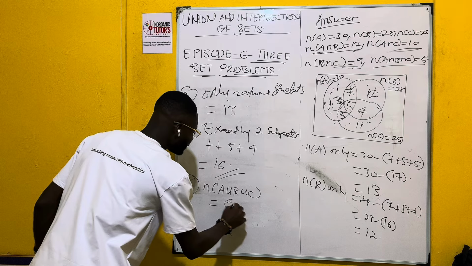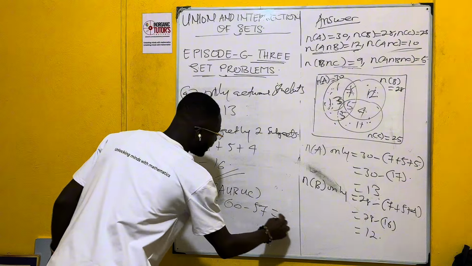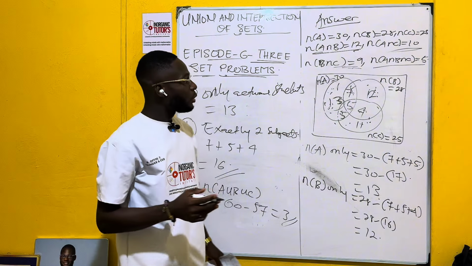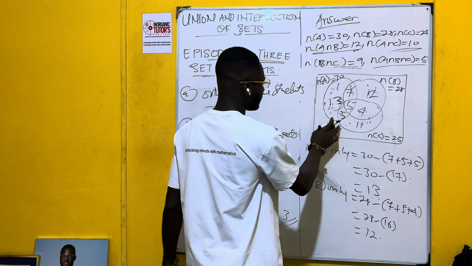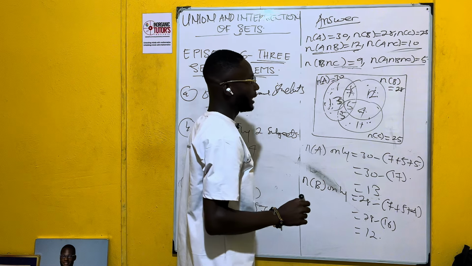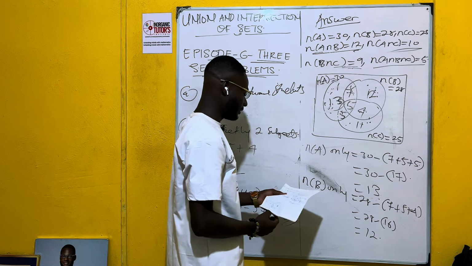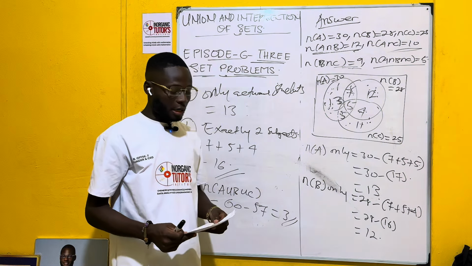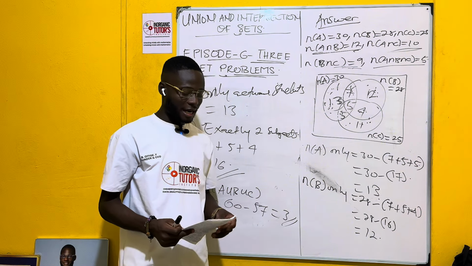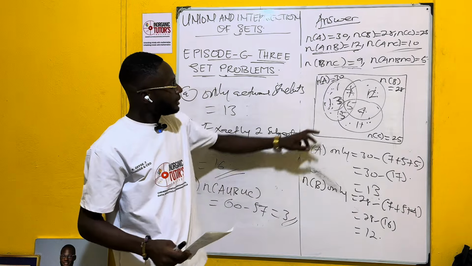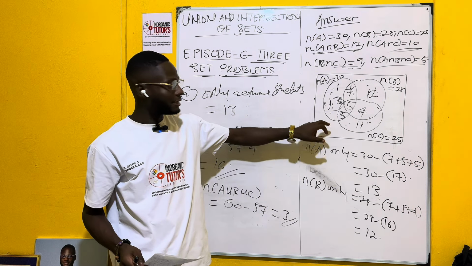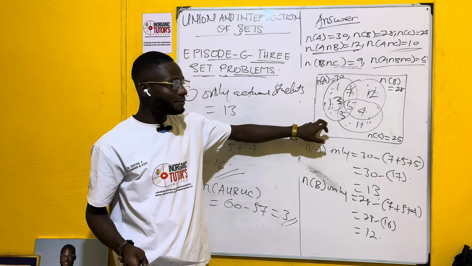So we have 60 minus 57, and that will give us 3. So none of the students will give us 3. So basically, that particular one, we note it as this particular section. None of the students is this particular section.